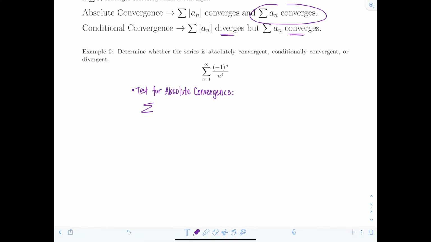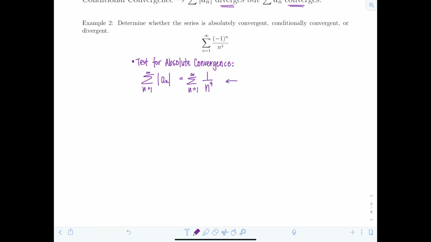So we have the sum, n equals 1 to infinity, and I'm going to test what the sum of the absolute value of an is going to do. So that's going to be the sum, n equals 1 to infinity. Absolute value of an is just going to be 1 over n to the fourth. Well, what can I say about this sum? Well, this is a p series, right? P series, p is equal to 4, which is greater than 1, which means it converges. Therefore, the sum, n equals 1 to infinity, of negative 1 to the n times 1 over n to the fourth converges absolutely.